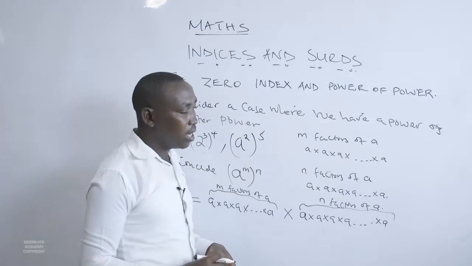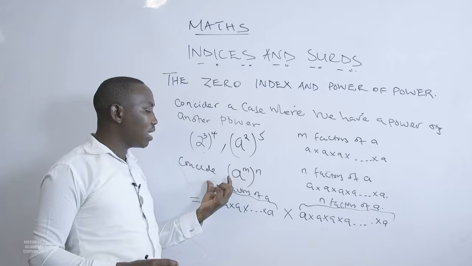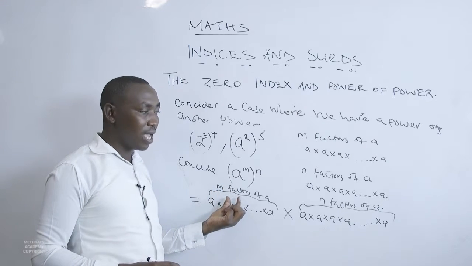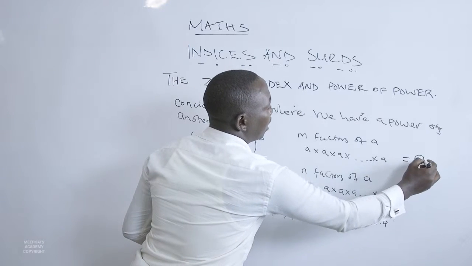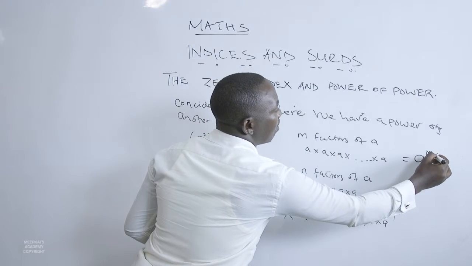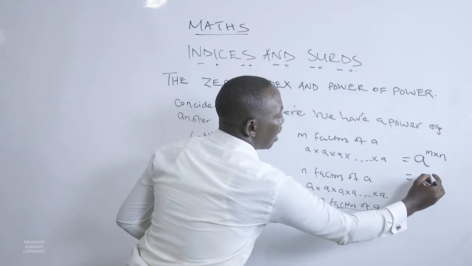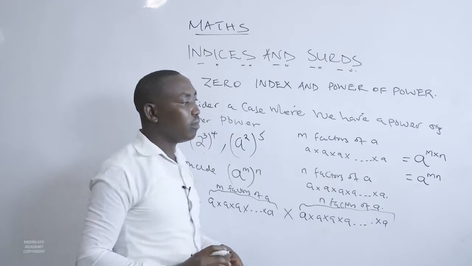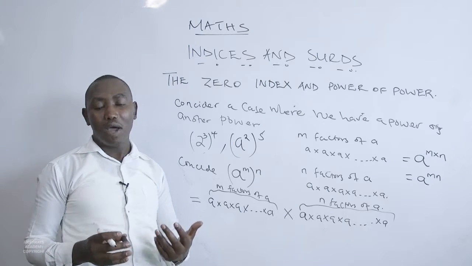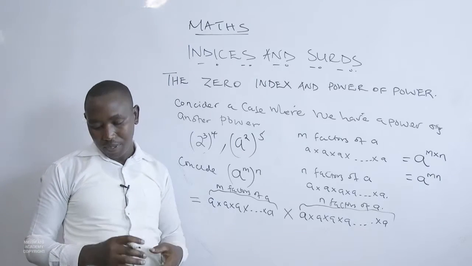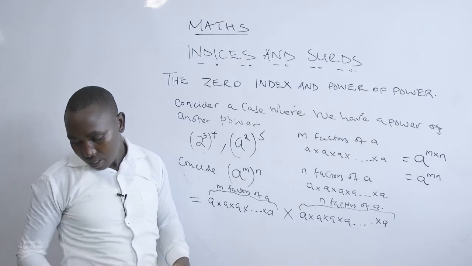So it automatically follows that we are multiplying the m factors of a and the n factors of a, which will give us a raised to m multiplied by n, which is simply a raised to mn. So that is what happens when you raise a power to another power. So we multiply the powers together.